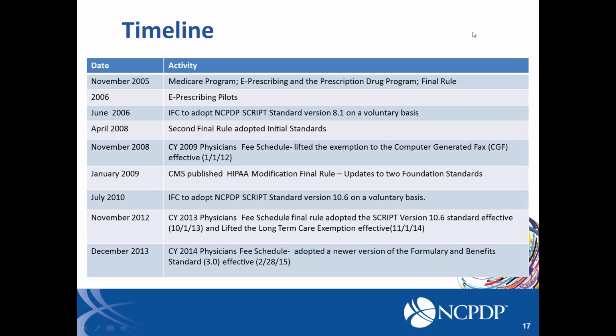In 2010, we put out an interim final rule with comment. That's kind of like a mini regulation, and in that rule, we said that business partners could use 10.6 as a voluntary use. And also in that rule, we hinted at lifting the long-term care exemption at a later date. And in the 2013 physician fee schedule, we lifted the long-term care exemption. And as you know, what we're talking about today, that exemption for long-term care expires on November 1st of 2014. Next slide, please.